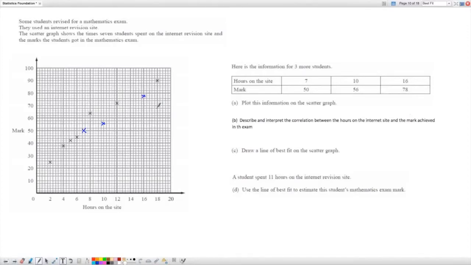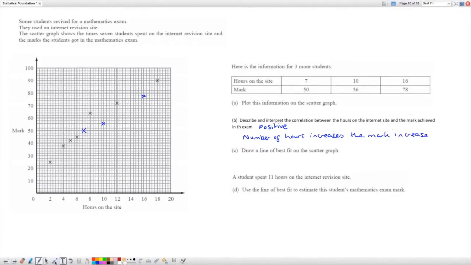We're now asked to describe and interpret. This is different to what you would do in your GCSE exam. We're asked to describe the correlation and interpret. So to describe it, it's positive. To interpret, we need to use the context of the question. So we're looking here at the number of hours increases, the mark increases. So as one value is increasing, the other value is increasing.